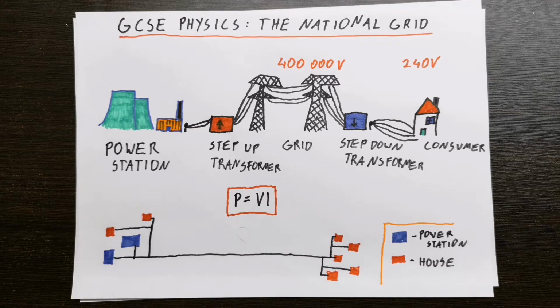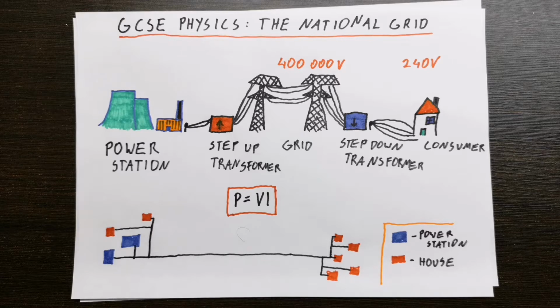The best solution is to ramp up the voltage, to make the voltage incredibly high, and that way we can keep the current very low. That way we are delivering massive amounts of power whilst keeping the current low, so the cables do not heat up. So that's a much more efficient way of transporting that sort of electric power. And that's where the step-up transformer comes in.